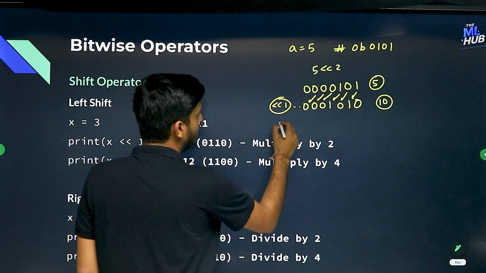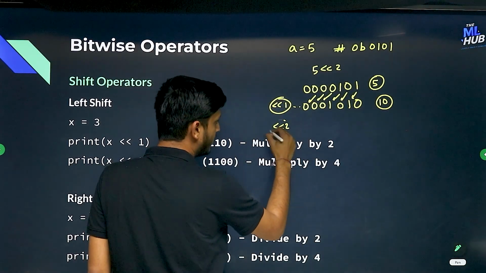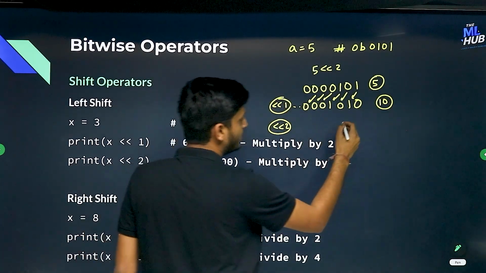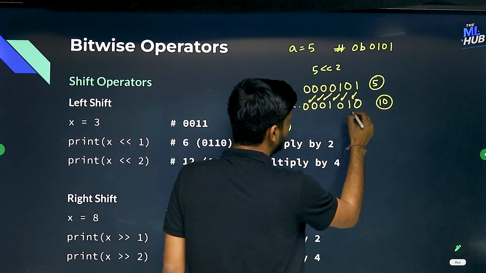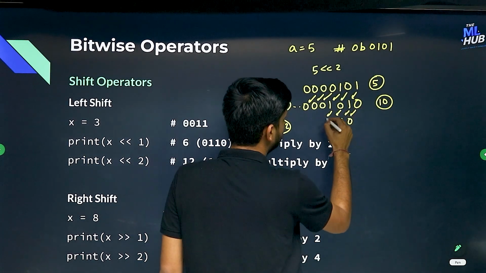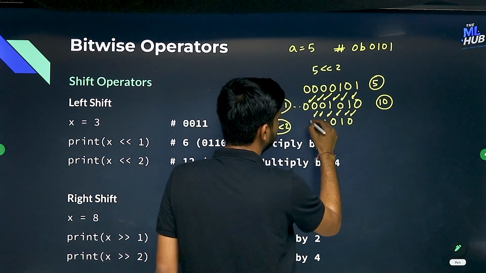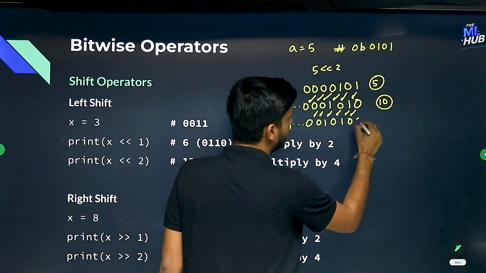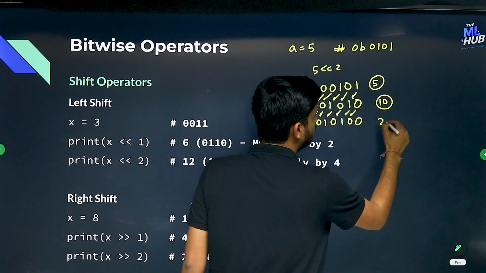And again, if you left shift it 2 times. So this is 1 time, and again if you left shift this number, this 0 will go here, this 1 will go here, 0, 1, 0, 0, and so on. And then a 0 will be added. This is the binary of number 20. You can check.